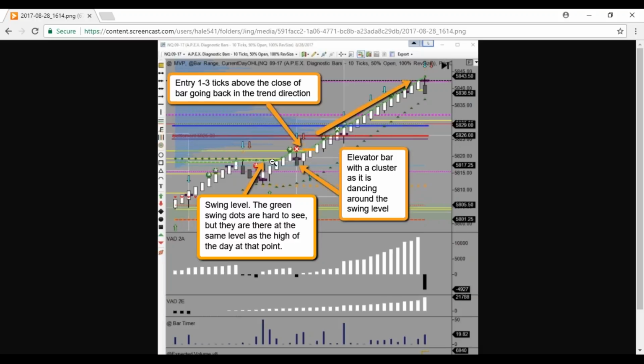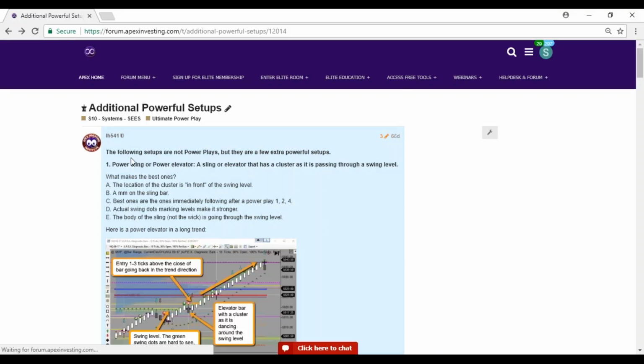Okay, does that make sense? So they don't always have to be on this actual one that breaks, or it doesn't have to be an elevator right there at the break. It can break it and then do the pullback and go. Okay, does that make sense? Everybody see that? Pretty simple, right? Okay, so we broke a swing level. We do have a power elevator. Okay, so let's take a look at a couple other examples here.